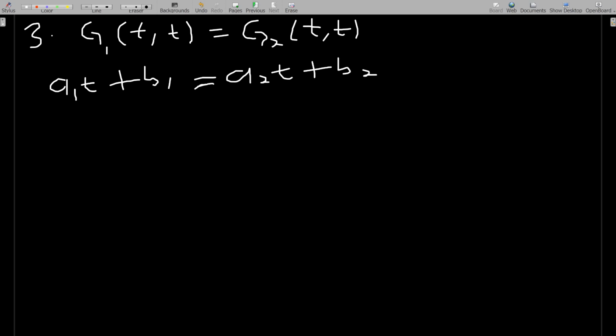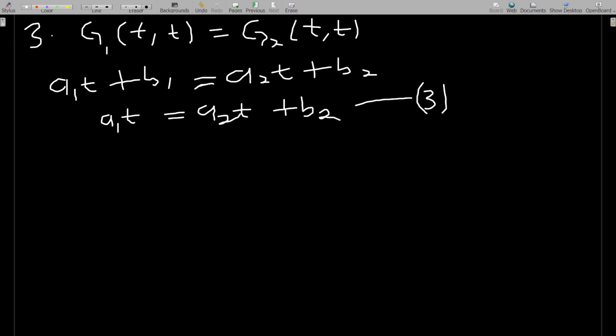Now with this one, what can we say? We know that b1 is 0, so I have a1 t equals a2 t plus b2. So we can also say that this is another equation, equation 3. Let's keep it like this.